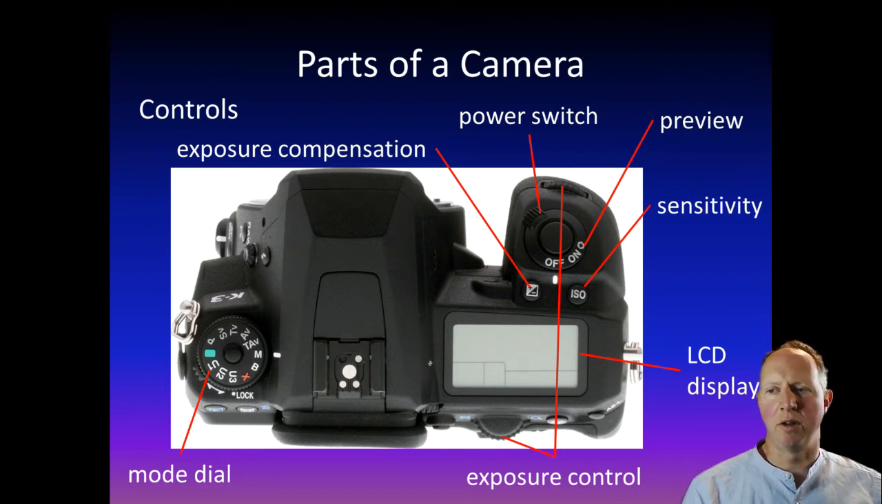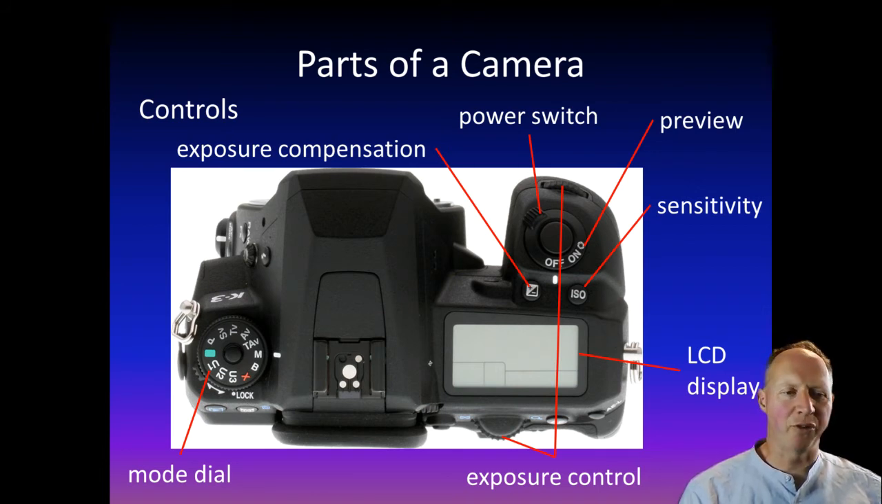Okay, you may have an LCD display on top for the essential information, although a lot of lower end cameras will only put that information on the screen on the back and not on a separate screen. And we may have a separate ISO button for adjusting the sensitivity to light.